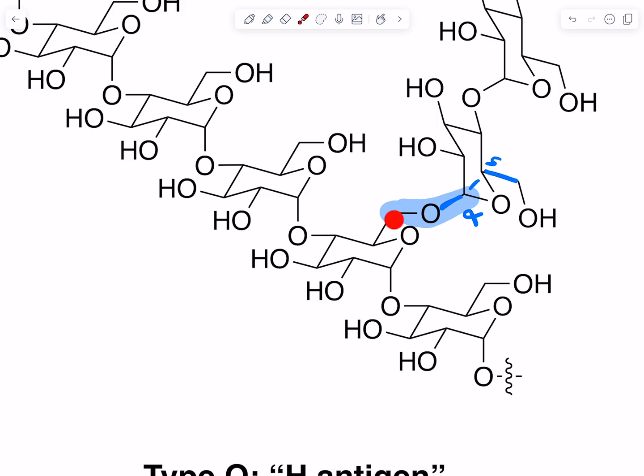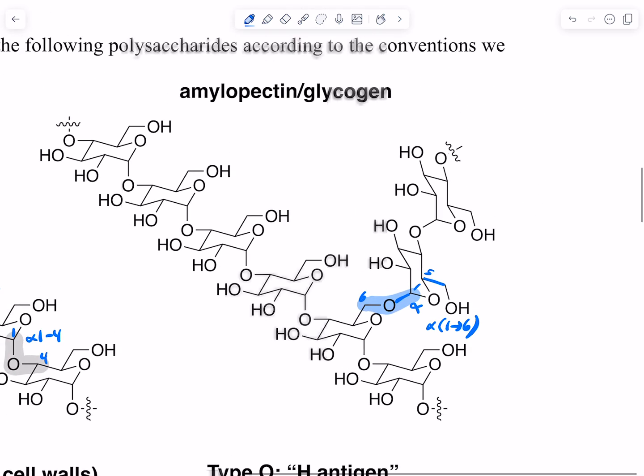What's the number over here? 6. So that's an alpha 1,6 linkage. That's a branch point. And the more complicated starch called amylopectin has a lot of these. In amylopectin, there's an alpha 1,6 branch point basically every 25 sugars. In glycogen, which is how you store glucose in your liver, there are also alpha 1,6 branch points, but they happen much more frequently, every 8 to 10 carbohydrate units.